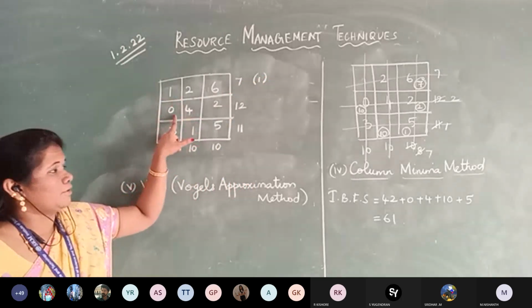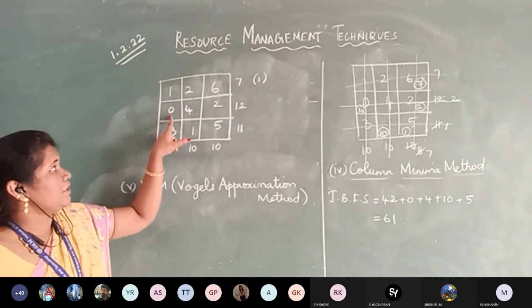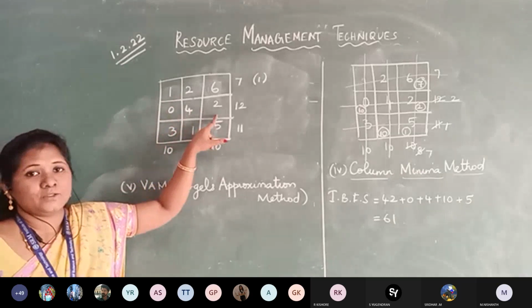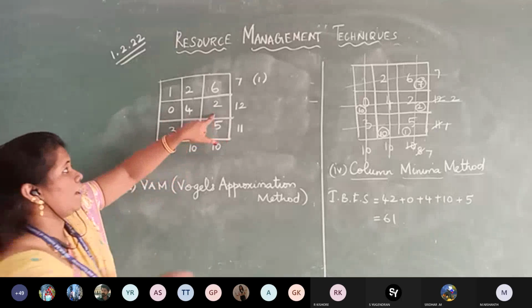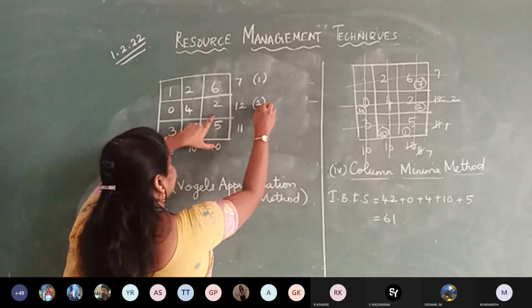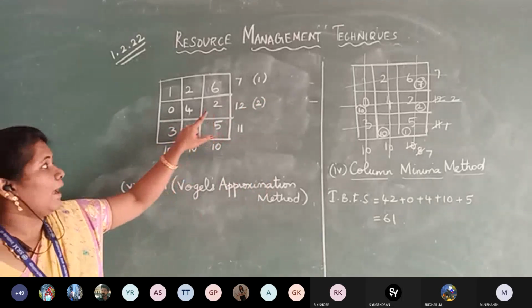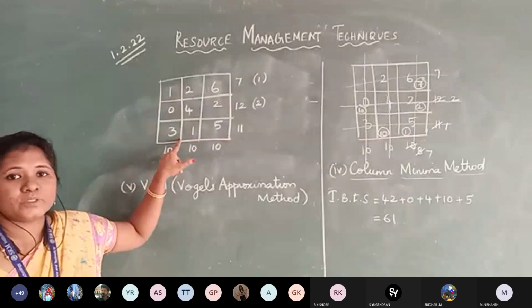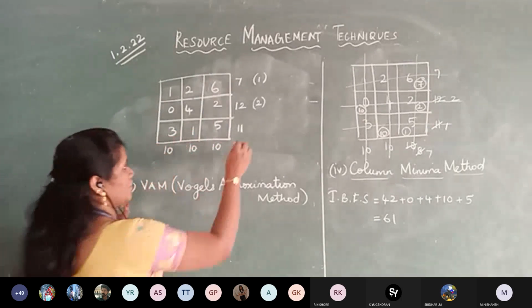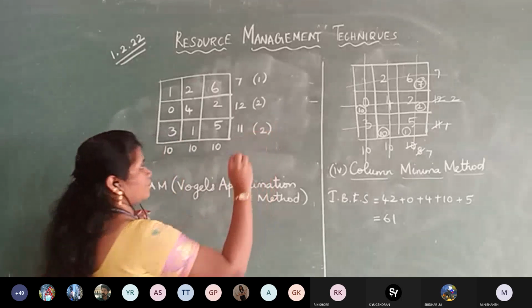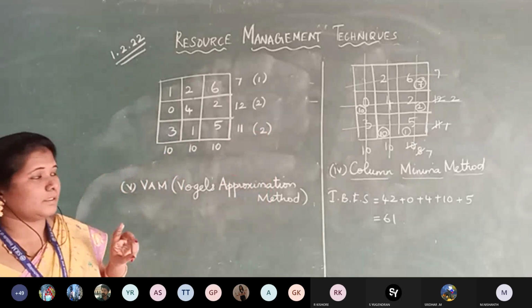Go to the next row and see which are the two least values. So 0 and 2. What is the difference? Write that here. Again, go to this row and find the two least values. So 1 and 3. What is the difference? Write that. I will repeat it again.